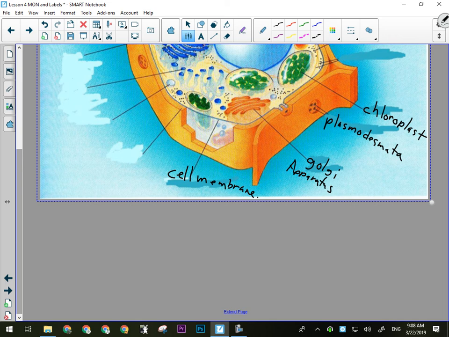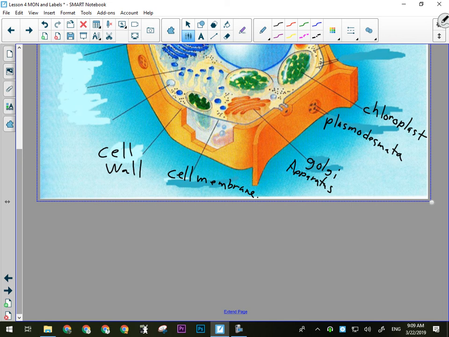Anyway, the thing outside of that for a plant cell is the cell wall, right? Remember, animal cells don't have that because it would make them too rigid and the animal wouldn't be able to move. For a plant, that rigidity is important. It needs to be able to support all of the weight of its photosynthetic parts, its leaves and branches and things like that.